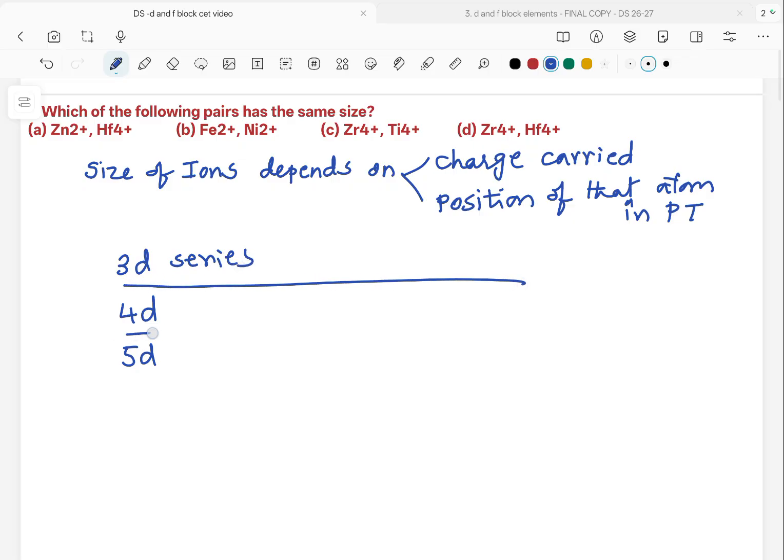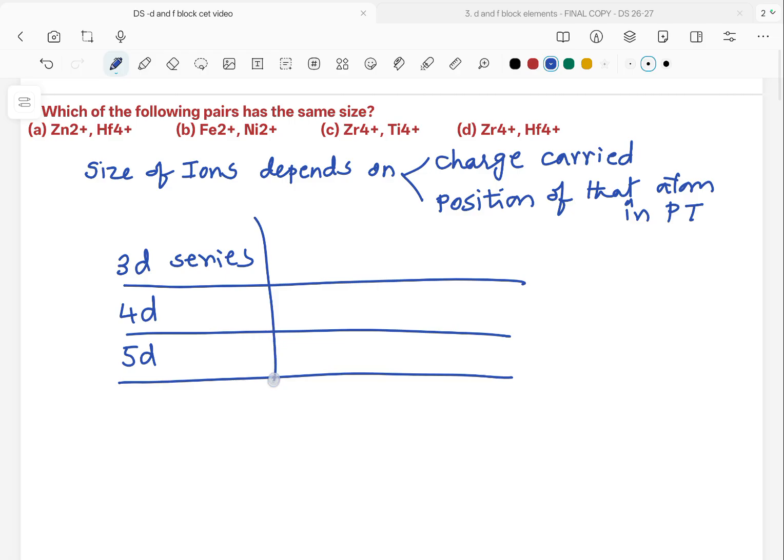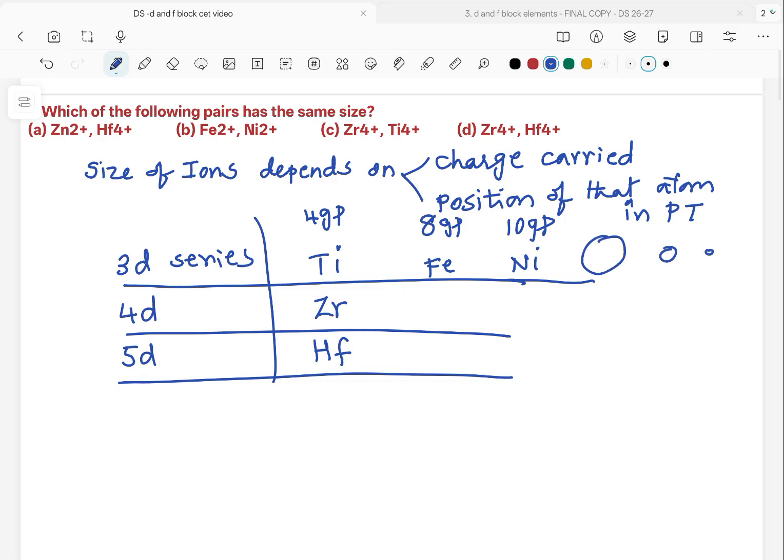When we look at these 3D, 4D, 5D series elements, titanium is seen in 4th group, whereas iron is seen in 8th group, nickel is seen in 10th group of 3D series. Zirconium is seen in 4th group just below titanium and hafnium below zirconium in 4th group. We know in 3D series, across the series, the atomic size decreases. Therefore, these three elements cannot have same size.